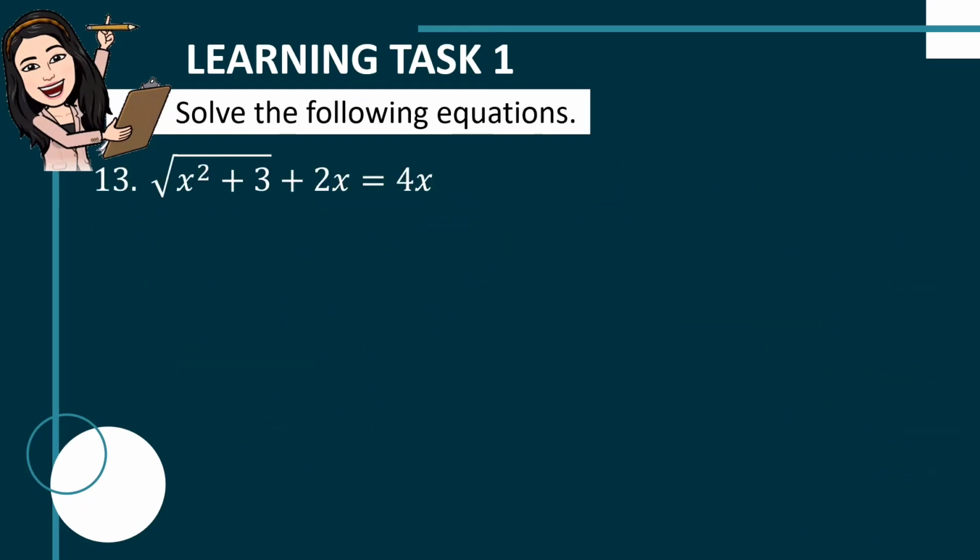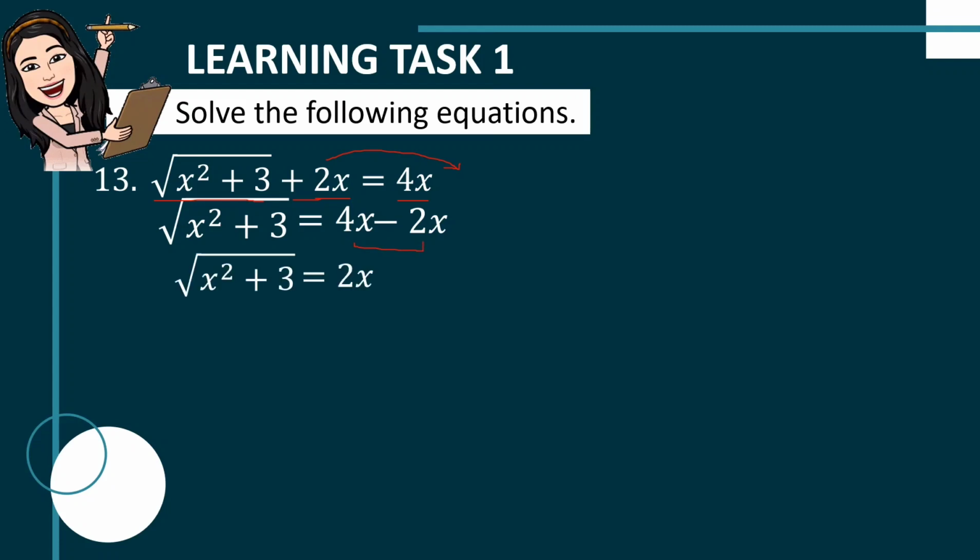Next, number 13. Our given is square root of x squared plus 3 plus 2x is equal to 4x. How many terms do we have? 1. We have 2, kasama si positive, ano? So, we have 1, 2, and 3. So, dito, sino ililipat natin or ita-transpose natin? Yes, we have si positive 2x. Ita-transpose natin siya. So, that would become negative 2x. Maliwanag ba yun? Okay, now, combining similar terms, 4x minus 2x is equal to 2x.